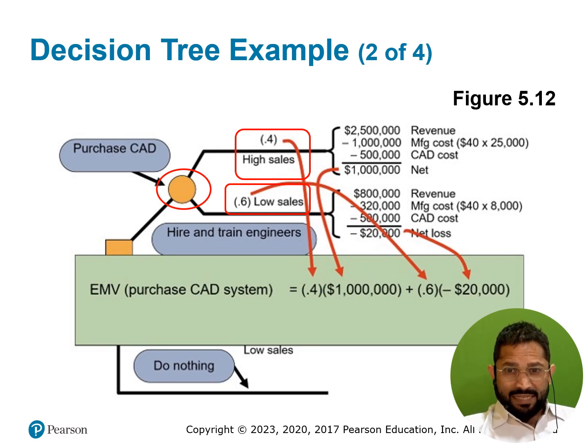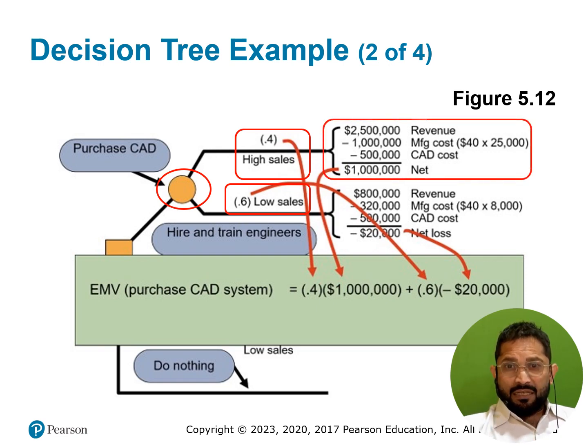For high sales, that is 0.4 probability, the revenue is $2,500,000, which might be from selling 25,000 units at $100 each. The manufacturing costs are $1,000, perhaps $40 per unit. The CAD system costs $500,000, and the net outcome from high sales is $1,000.